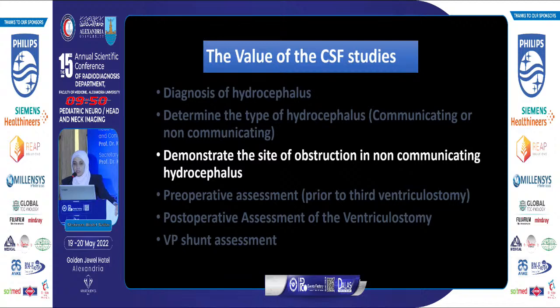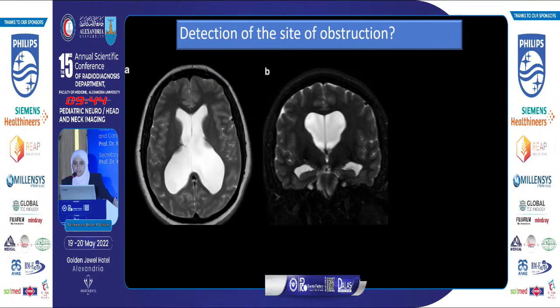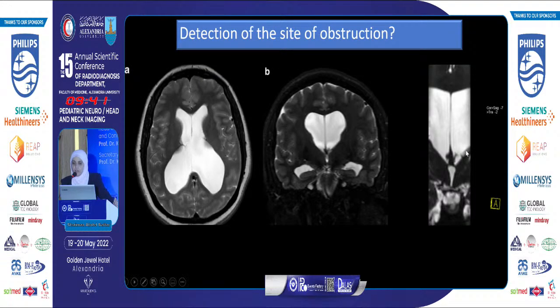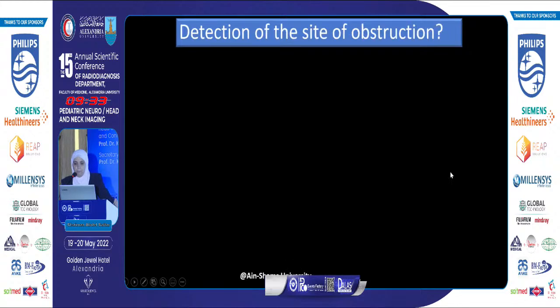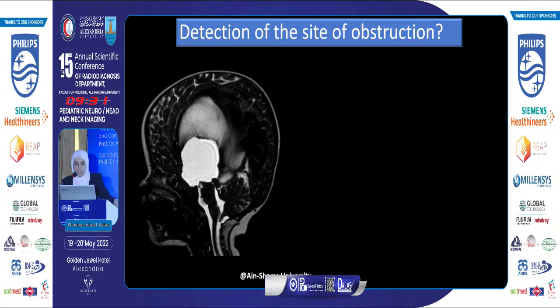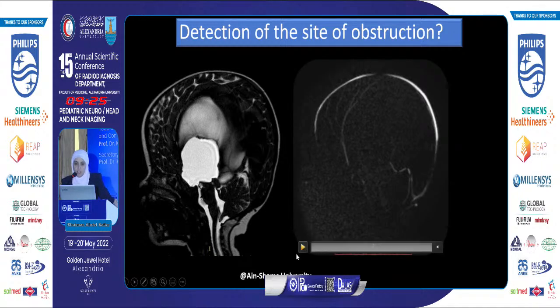Also, in addition to the demonstration of the type of hydrocephalus, we can determine the site of obstruction. As we said, in the case of a foramen of Monro obstruction here, in thin sections, reformation of the 3D coronal reformation here, we can see obstruction at the foramen of Monro. Also, we can see it in the aqueduct of Sylvius here. And in the phase image, we can see no flow within the aqueduct.